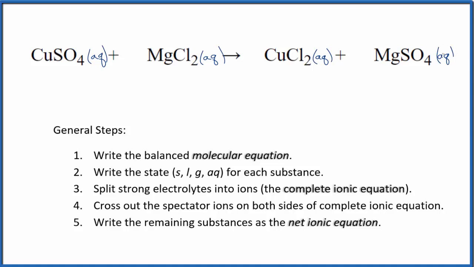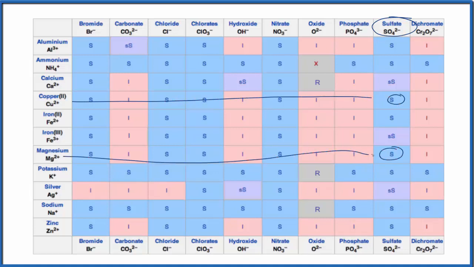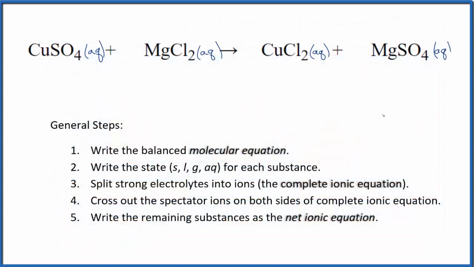If we couldn't remember the exceptions for the sulfates, we could look at a solubility chart just to make sure. So our sulfates are over here, and we're going to look at copper sulfate. So we go across, that's soluble. And then magnesium sulfate, we go across, that's soluble. So they're both soluble. So we look at this, everything's aqueous. There's nothing new formed. There's no solid, no precipitate.